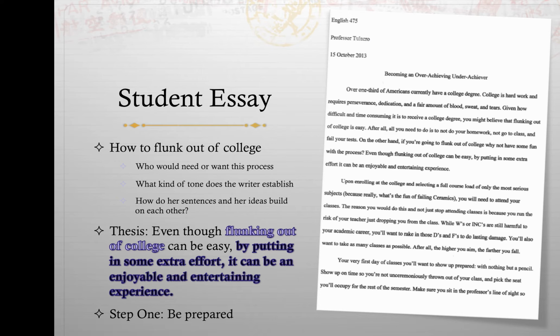So, all right, the title, Becoming an Overachieving Underachiever. So right there you can see a little bit of a tone happening. Because how do you become an overachieving underachiever? An underachiever is someone who doesn't perform. And so someone who doesn't perform but is doing it well. So you can see where she's going with that.